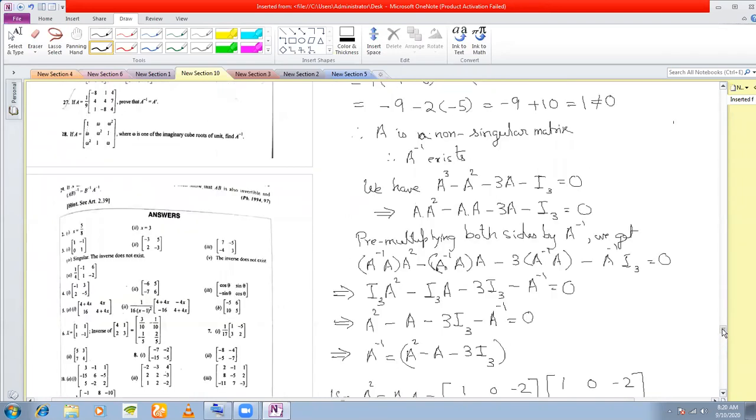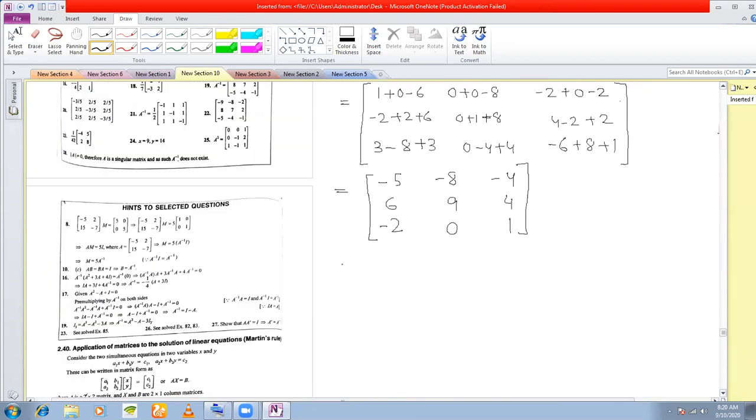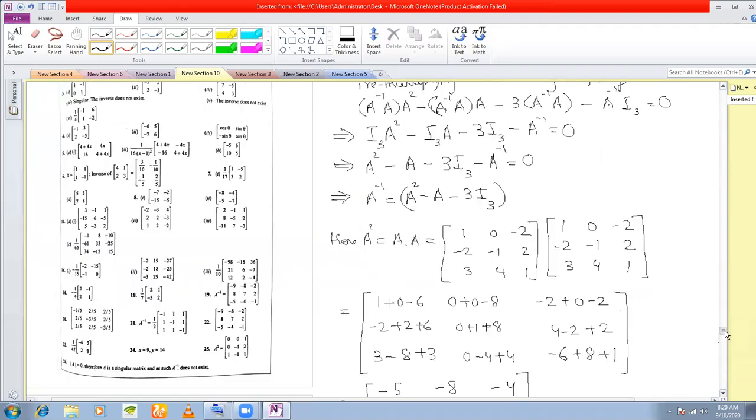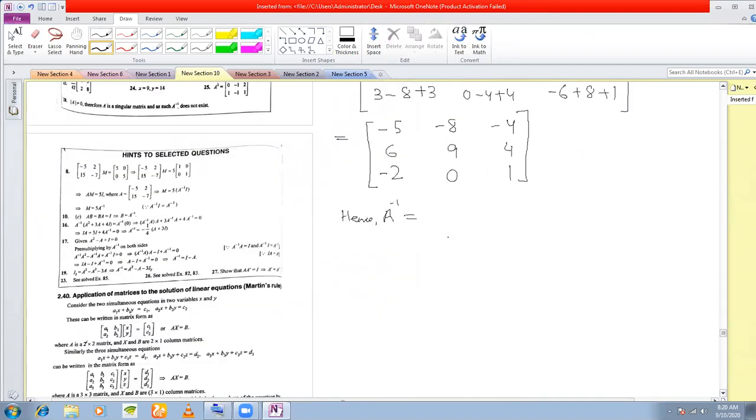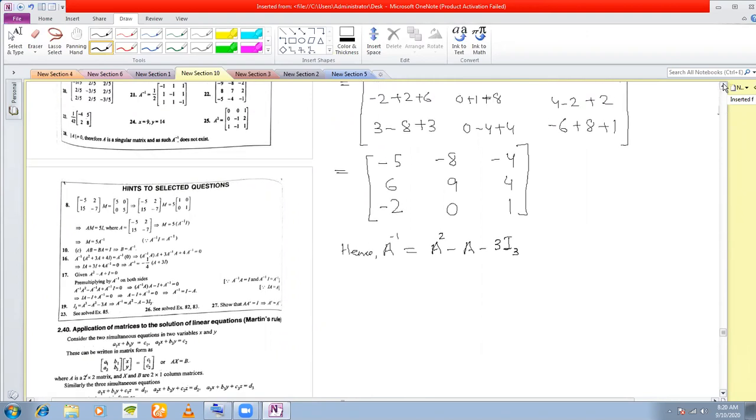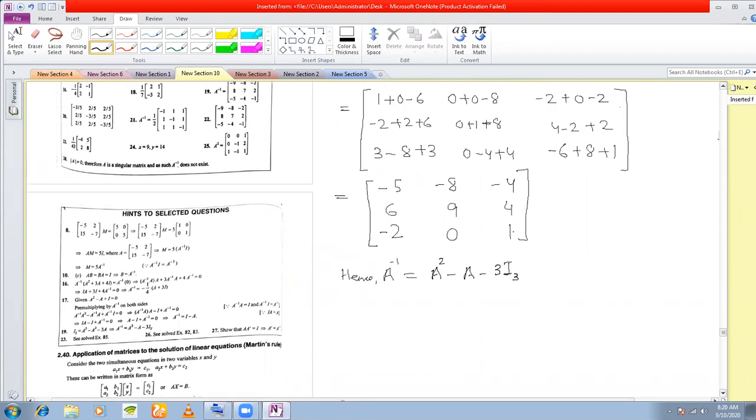Now we can find A inverse. Hence, A inverse is equal to A square minus A minus thrice I3. Sir, third row, third column, instead of a 1, it will be 3. Yes, 9 minus 6 is 3. Third row, third column.